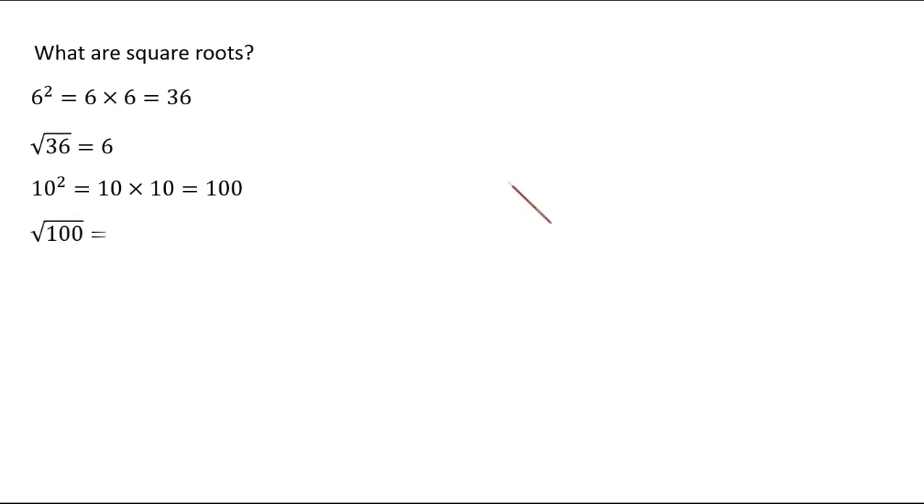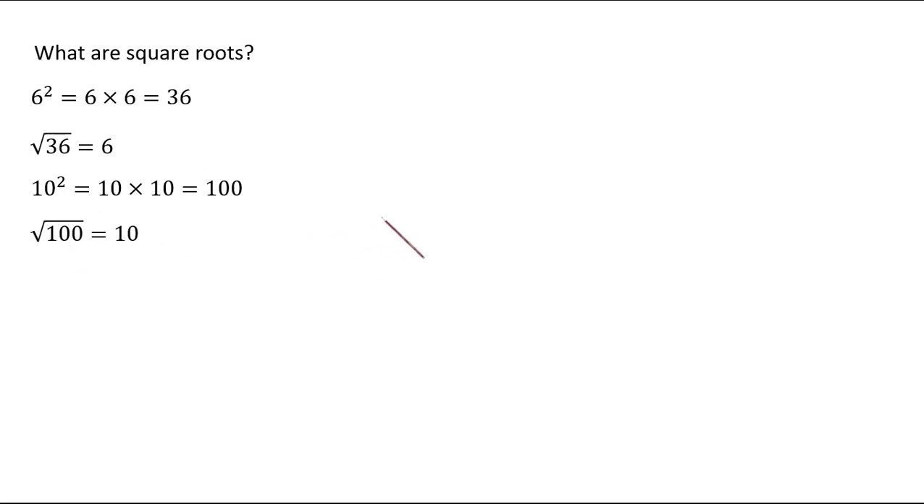So what are square roots? If I say 6 squared is 6 multiplied by 6, which means we are using the 6 two times, we get the answer 36. So the opposite of it, the reverse of it, is the square root of 36 is 6. Similarly, 10 squared is 10 tens, which is 100. So the square root of 100 is 10. Why? Because 10 tens is 100.